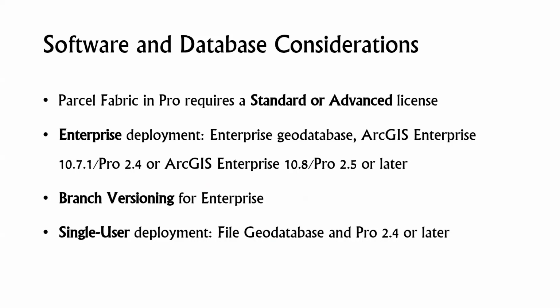Some things to consider with the parcel fabric in ArcGIS Pro. As far as your ArcGIS license goes, you'll need to have a standard or advanced license. If you deploy your parcel fabric in an enterprise environment, you need an enterprise geodatabase, ArcGIS Enterprise 10.7.1 and Pro 2.4, or ArcGIS Enterprise 10.8 and Pro 2.5 or later. Branch versioning is also used in the enterprise deployment. If you are in a single user environment, you can use a file geodatabase and Pro 2.4 or later.